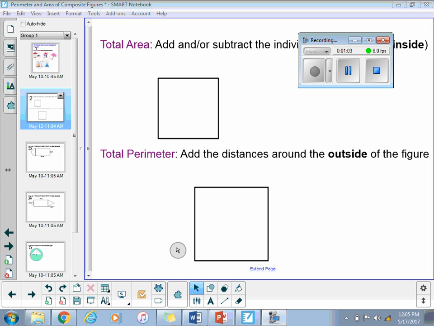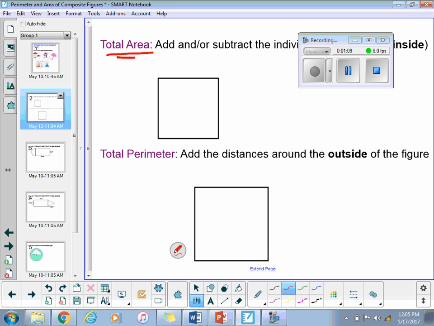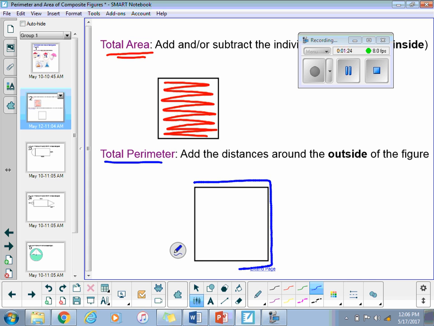So the total area refers to the space contained within the shape. So the total area is considering the space inside of the shape, whereas the total perimeter considers the distance outside of the shape, okay?